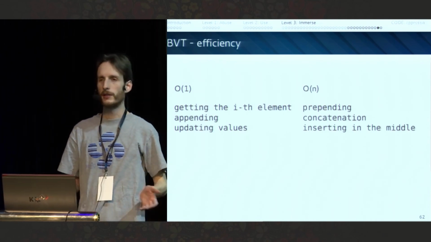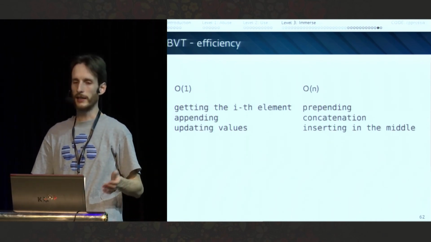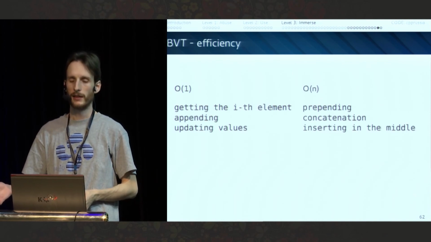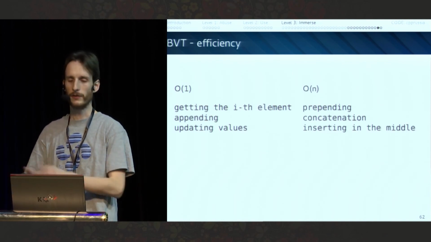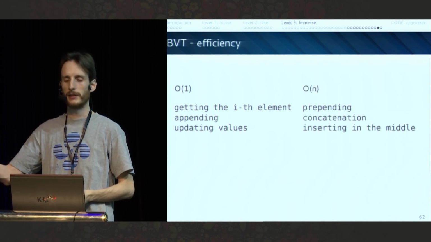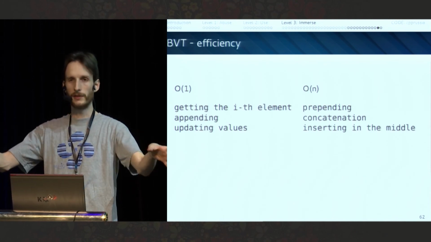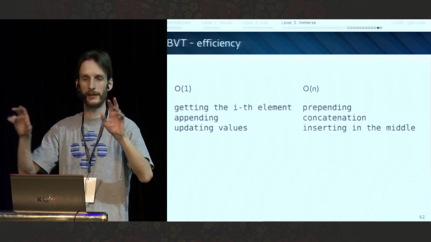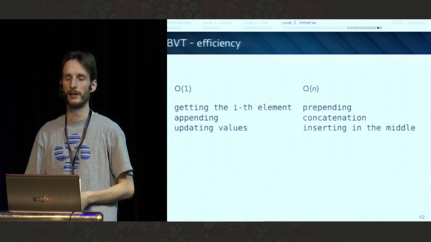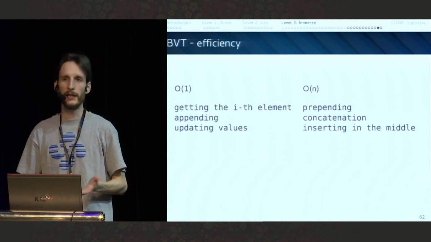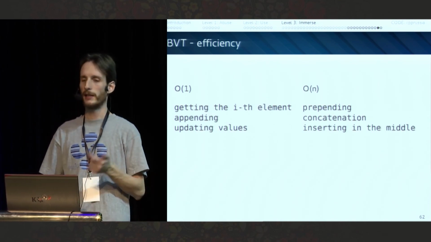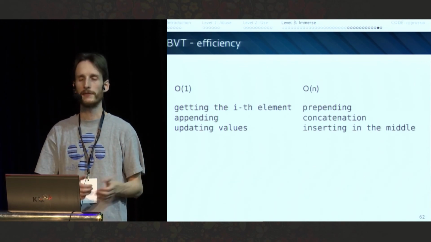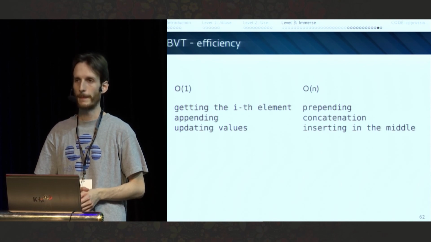So the efficiency of this structure is really nice. You have direct access by index, almost direct, it's O of 1. Appending an element is O of 1, updating any of the values inside it is O of 1, even if it actually creates a copy of the data structure. And the only inefficient things are prepending, concatenation, and inserting in the middle. And they're O of n, just like with std vector. Okay?